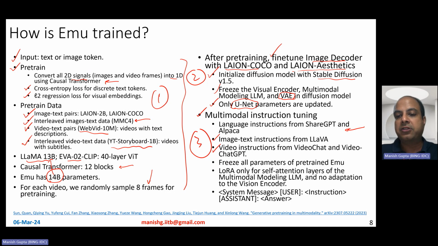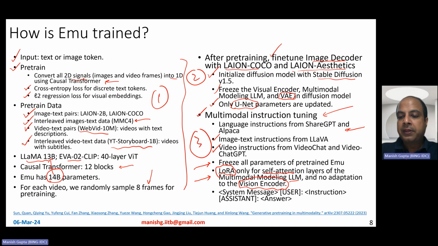And while doing instruction tuning, they freeze all the parameters of the pre-trained EMU and only update the LoRA parameters. The LoRA parameters are around the self-attention layers of Llama. The vision encoder they don't touch at all, so no LoRA parameters, and the visual encoder is essentially frozen. So vision parameters are not updated. Multimodal instruction tuning basically only updates the LoRA parameters around the self-attention layers in Llama.